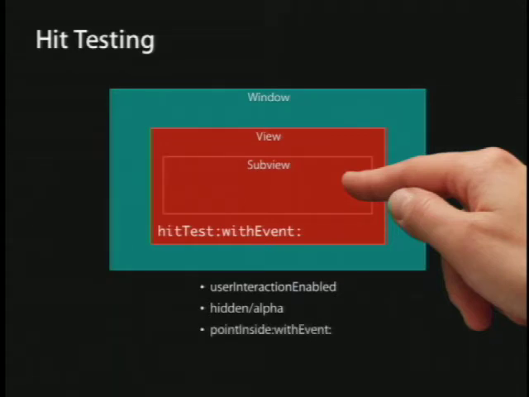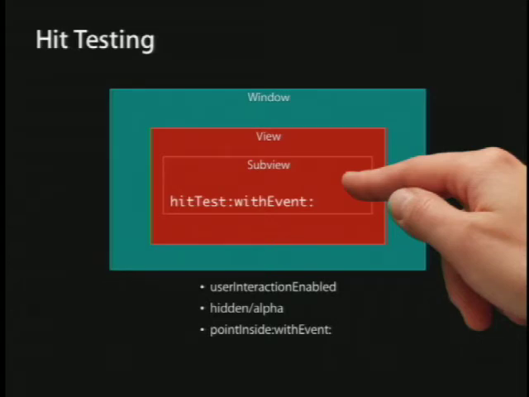And finally, we'll call a method called pointInside withEvent. This just determines whether the finger is inside or outside of the view. So in this case, that view will return that it's enabled, it's not hidden, and the point is inside. So it'll do the same thing. It'll start calling hitTestWithEvent on all of its children. And this is the default behavior you just get by UIView.